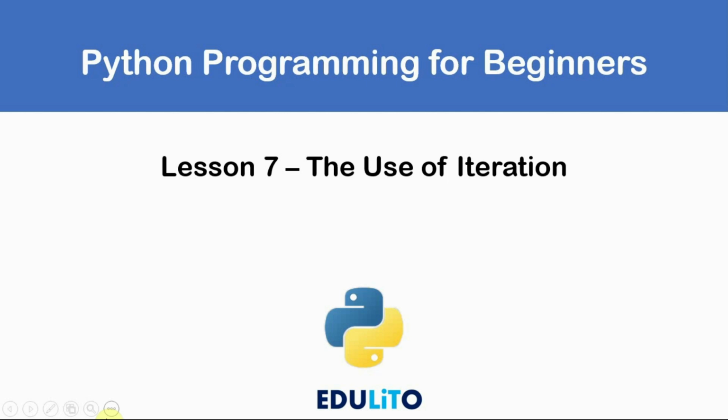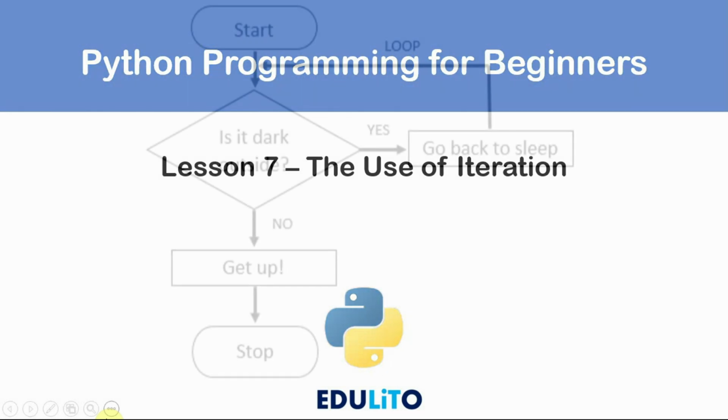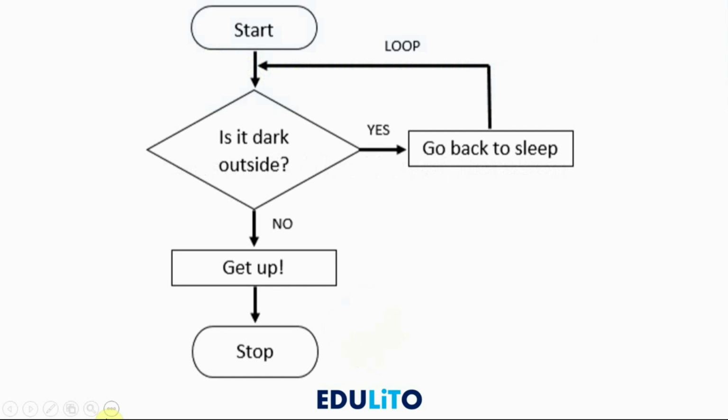Lesson 7, the use of iteration. Quite often in programming, you need to repeat an instruction or process over and over again. This is called iteration and involves the use of programming constructs called loops. In this example, the person repeatedly wakes up in the night, and if it is dark outside, they go back to sleep. They continue doing this until it is light outside, and at this point, they get up.